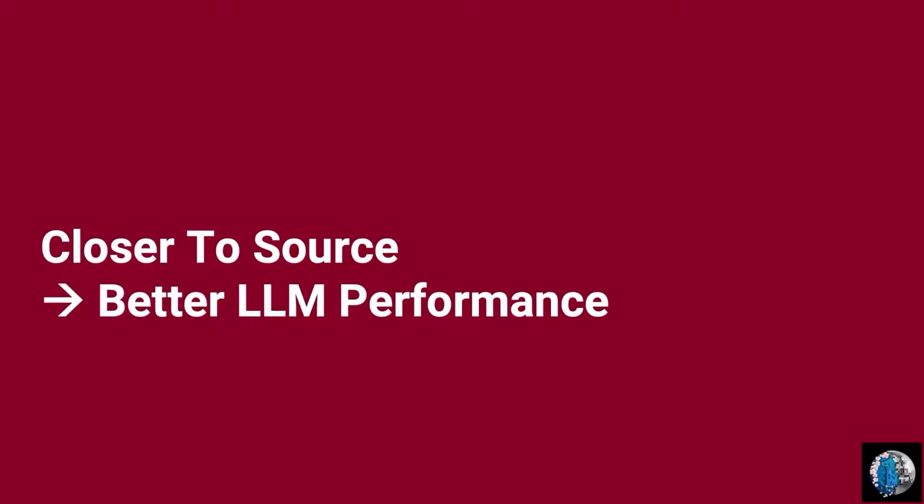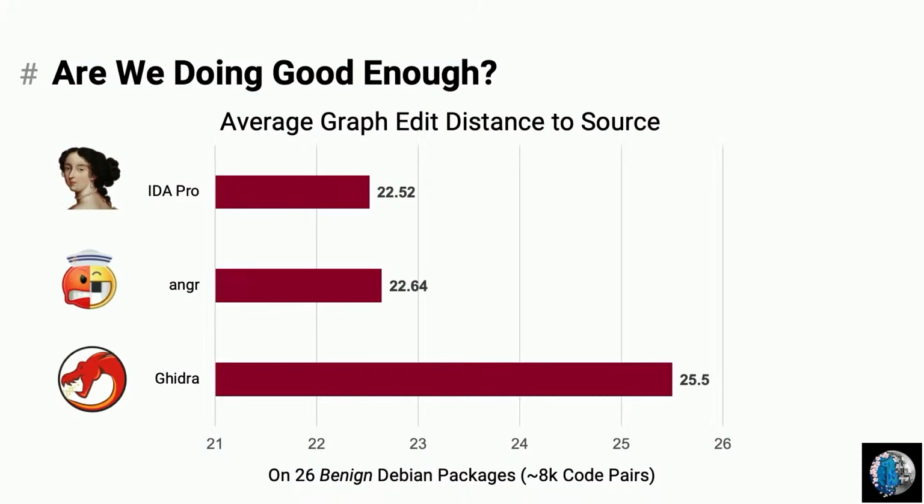But you might ask, all right, I think IDA Pro is pretty dang good, right? Like how much more do we have to go? And unfortunately, we have quite a large way to go. 22 edits is the average graph edit distance a decompiler will produce. So we take a bigger data set, 26 benign Debian packages, about 8,000 function pairs, and we do this graph edit distance for all the decompilers' output and source code. And we find on average even the best ones, between IDA Pro and angr, are producing 22 edits on average.